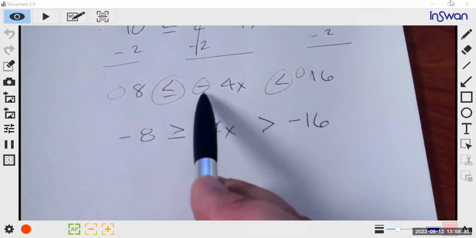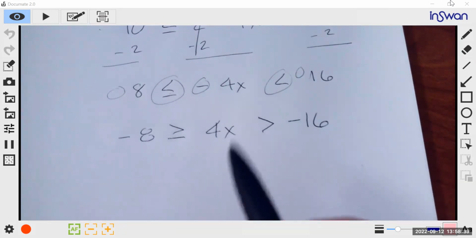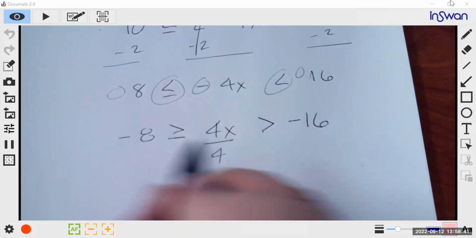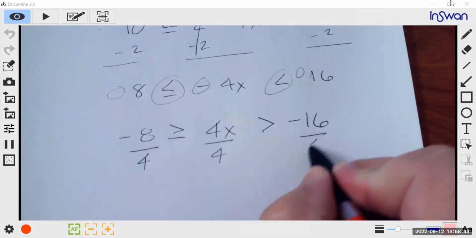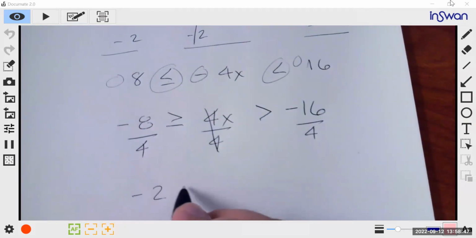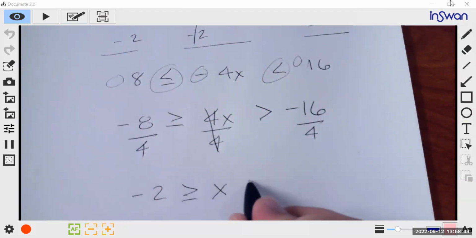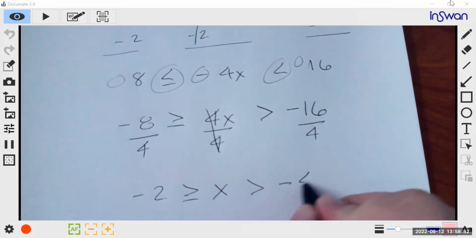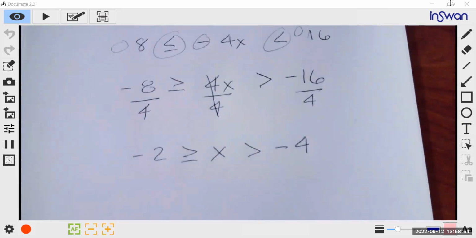All because of this negative sign here at the last step. And then from there, we divide each term by 4. Negative 2 is greater than or equal to x is greater than or equal to negative 4. Are you done? No. Why not? It's backwards.